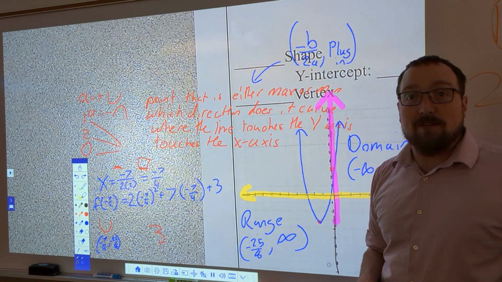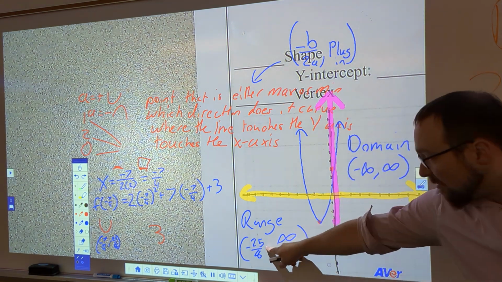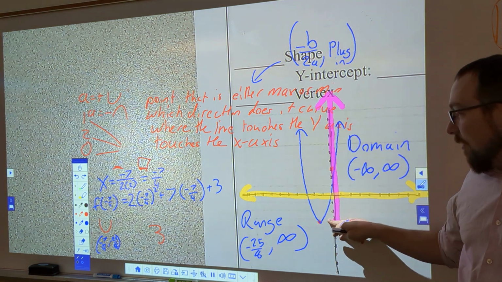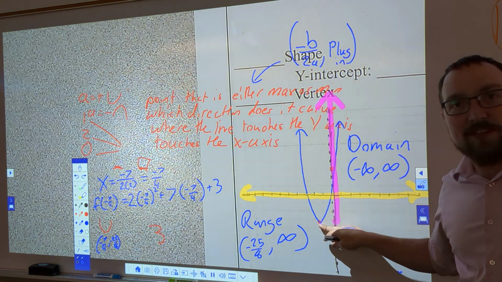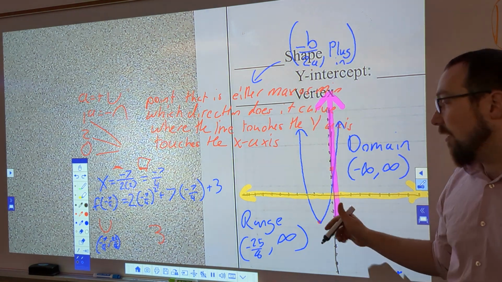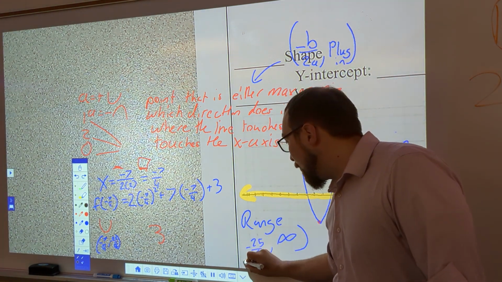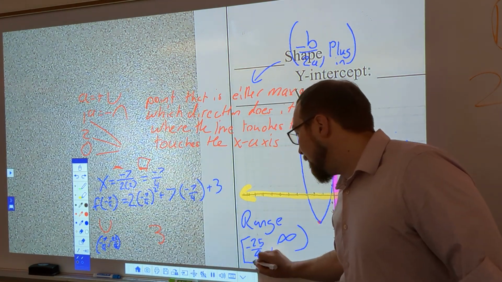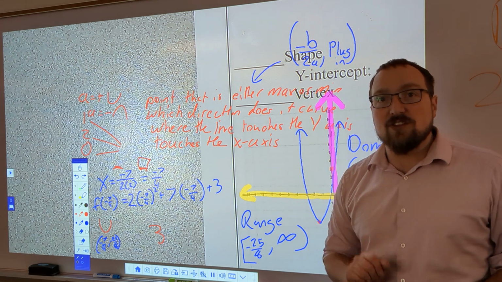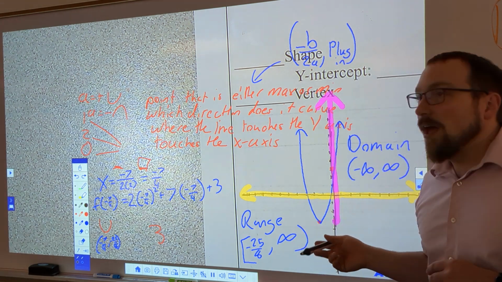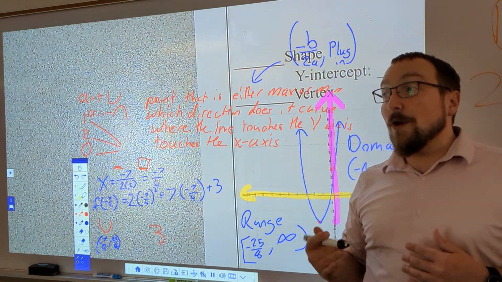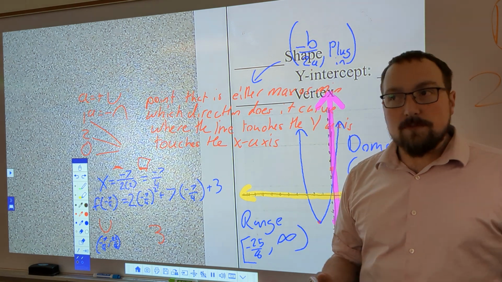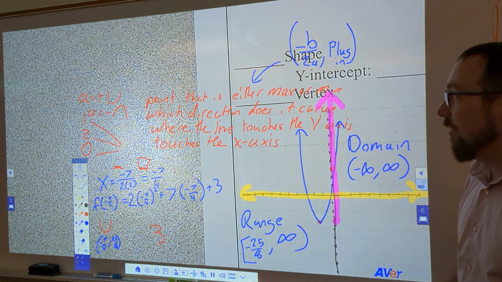For range, however, do we actually get to negative 25.8? Well, yeah, that's the vertex. We definitely have a point there. So, instead of it being a parentheses, I need to make it a bracket. That means I do touch that number. It's like saying less than or equal to, or greater than or equal to. So that's domain and range.